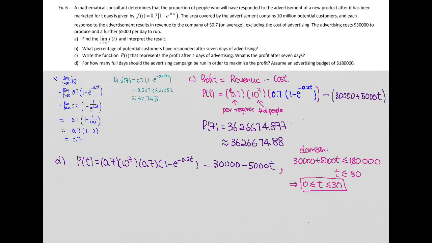So P prime, it's going to be, now the first few numbers are all the coefficients. Just write it down. So you only need to multiply by the differentiation of the bracket. So it's going to be negative e to the power negative 0.2t times the differentiation of the exponent, ln e, which is 1. Next one, 30,000 differentiation will be 0 because that's a constant, and differentiation of 5,000t will be negative 5,000.